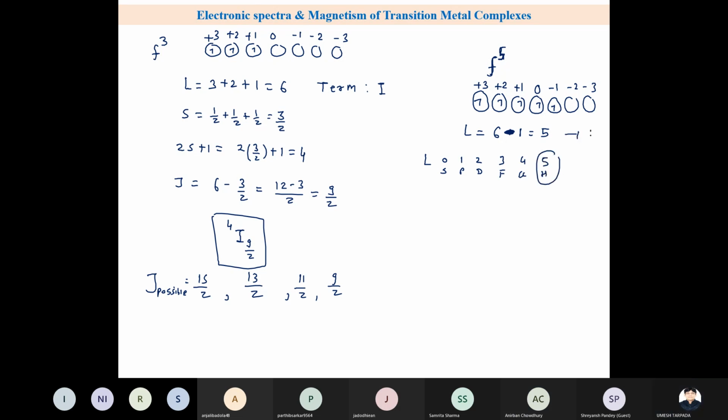Good. What is the S value? 5 electrons are there, so it is 5 by 2. The multiplicity is 6.